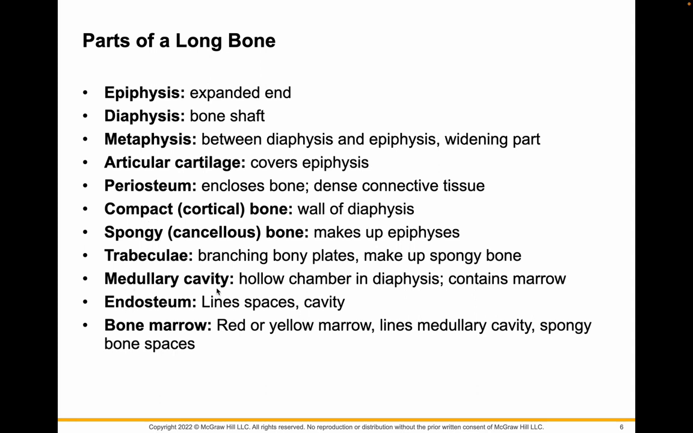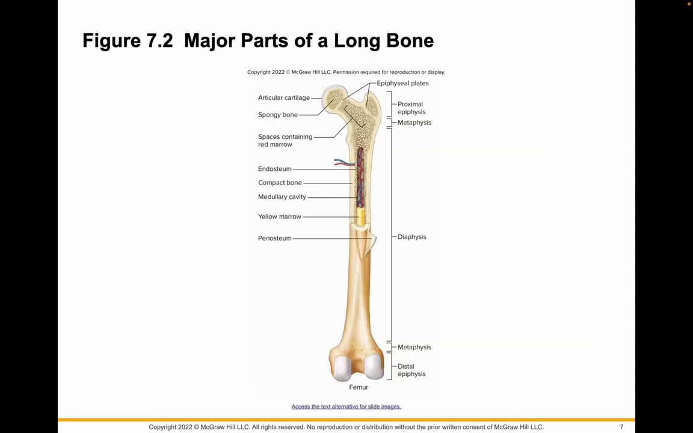In the medullary cavity or the chamber of the diaphysis, you'll find marrow. Speaking of marrow, there's red or yellow. Red is where hematopoiesis or blood formation occurs, and yellow marrow is where fat is stored, and the endosteum lines the space of that medullary cavity. And so here's a picture of the long bone.